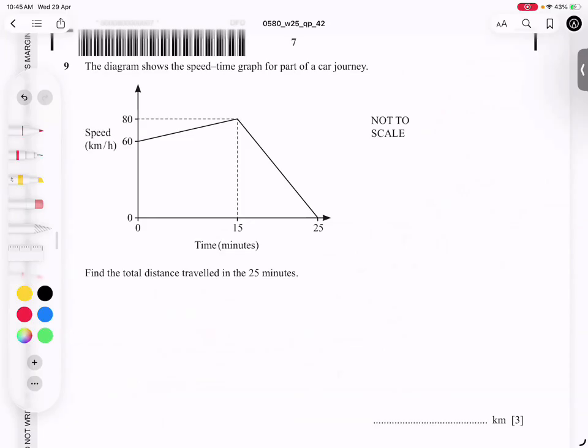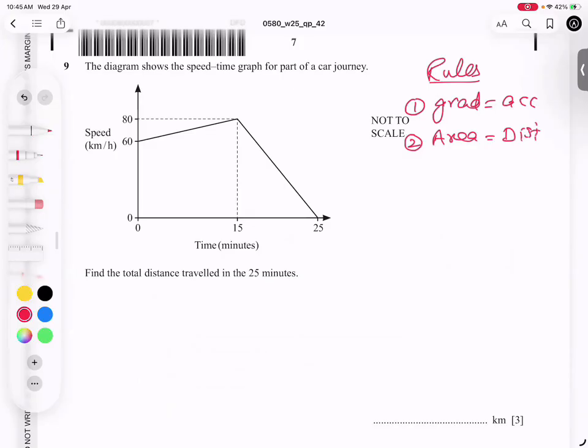Question number 9, students, we have, what is the question? We have a speed-time graph given. We have to find for a car journey the total distance traveled, and the time is 25 minutes. In the 25 minutes, we have to convert. But first, we have discussed the rules. Rule number 1: the gradient of each line represents acceleration. Rule number 2: the area under the lines represents distance. So students, let's try to do it.